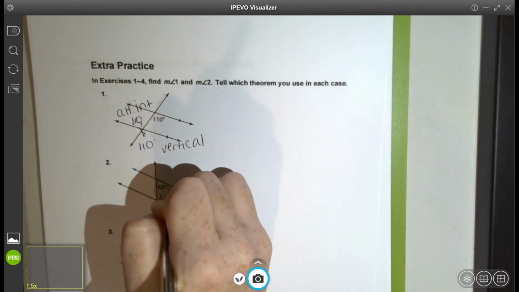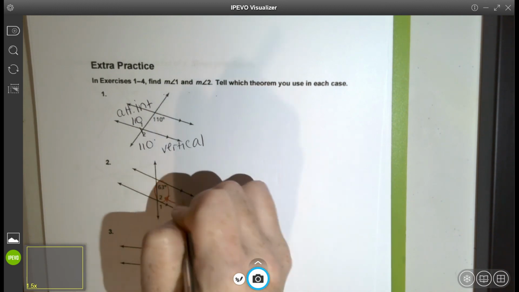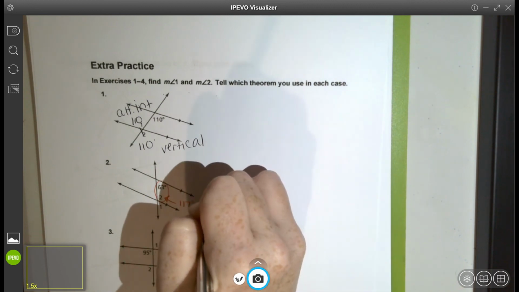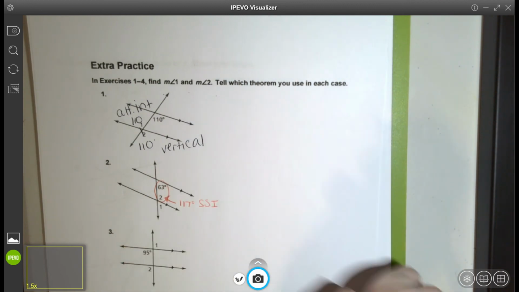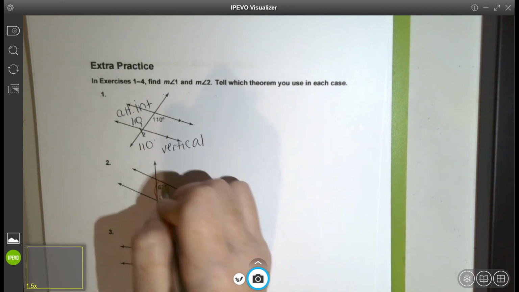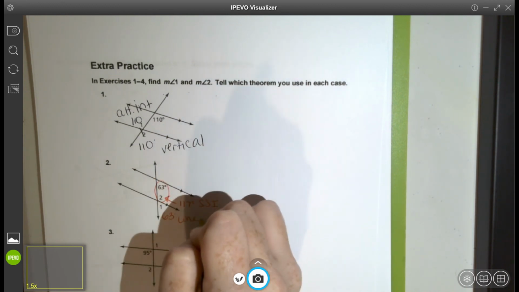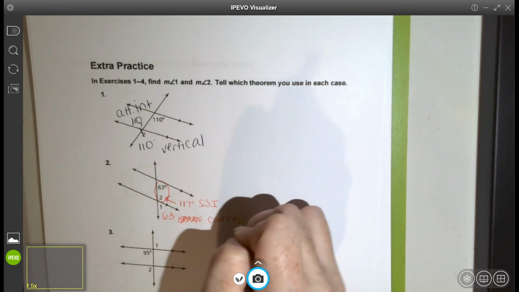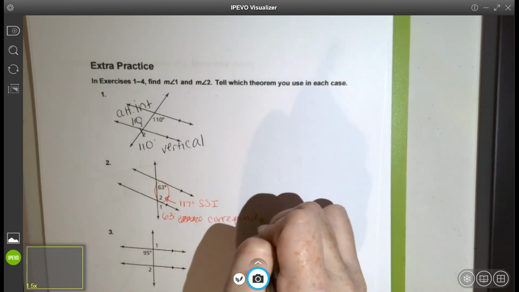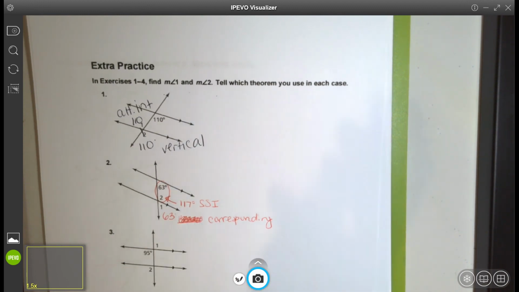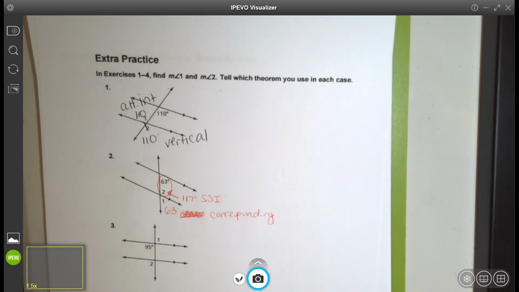All right, in number 2, here we have, I went right for angle 2. So angle 2 is 117. And I'm going to say same side interior. And then I'm going to say angle 1 is 63 for linear pair. I'm sorry, not linear pair, corresponding. So again, your vocab might be different. You might have used linear pair if you used angle 1 and 2 together. All right, and then the last example.